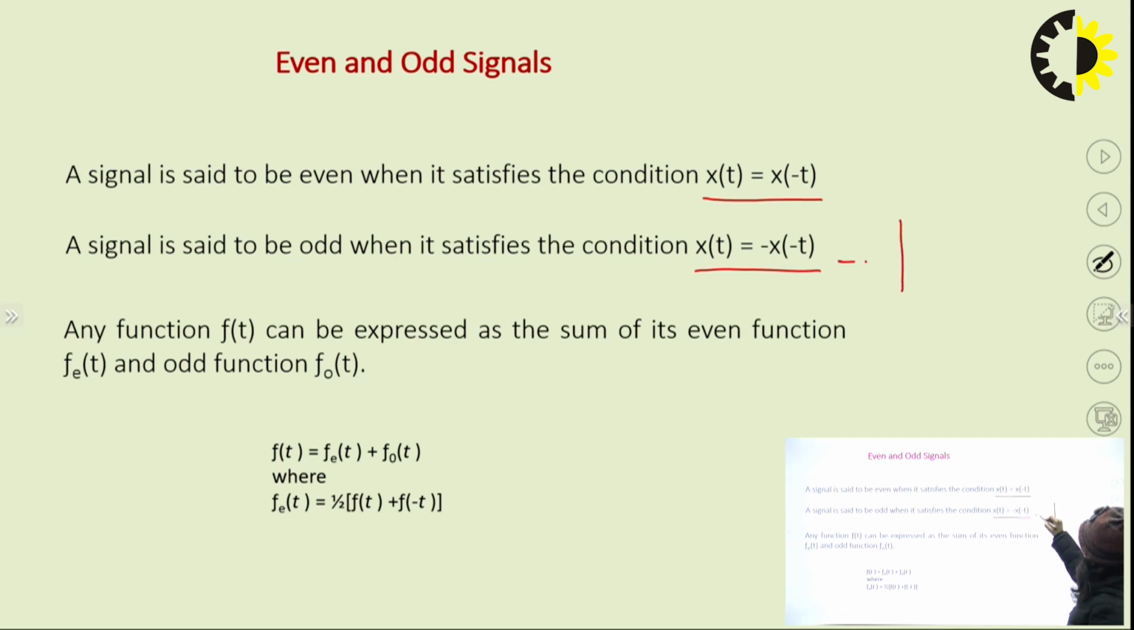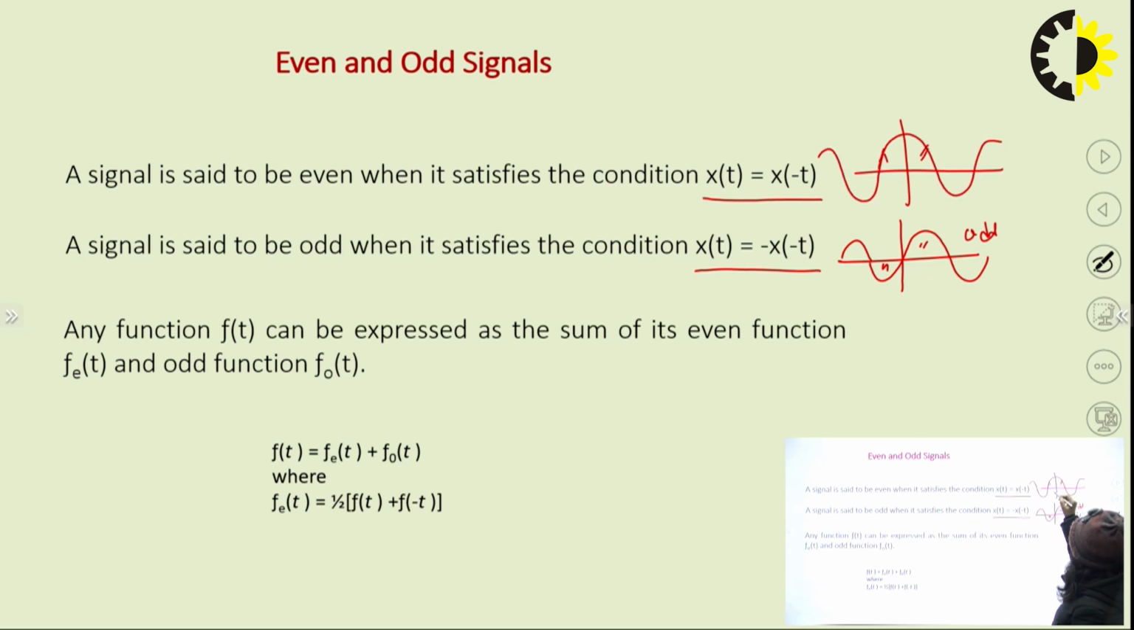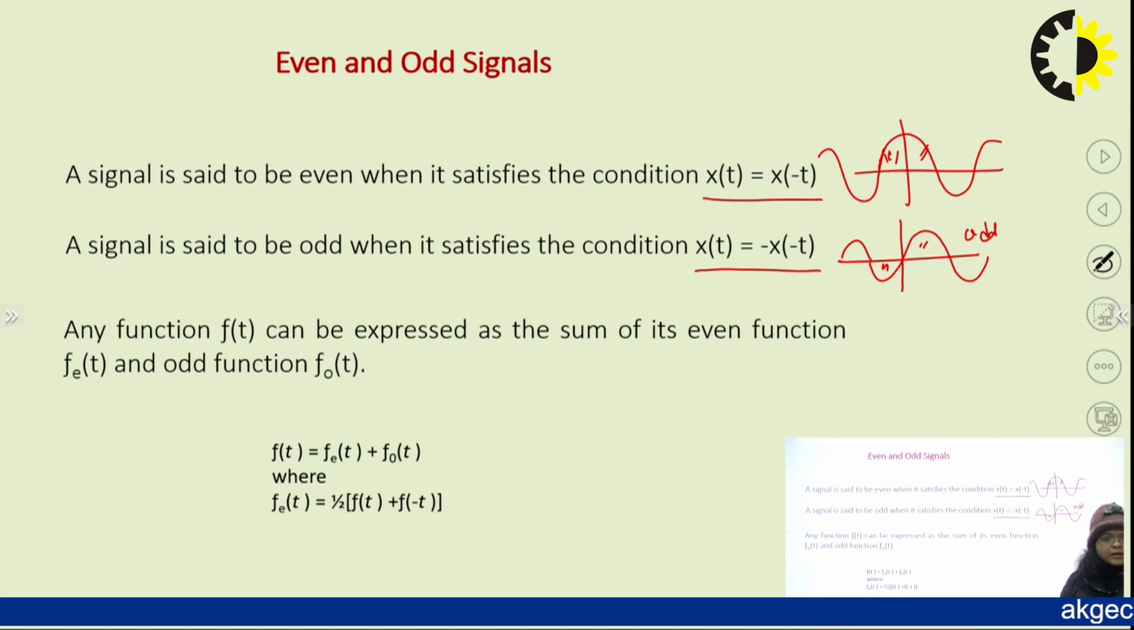a sine wave is equal in the first and third quadrant, so it is an odd signal, whereas a cosine wave is equal in the first and second quadrant, that is, symmetrical across the y-axis, so it is called an even signal.